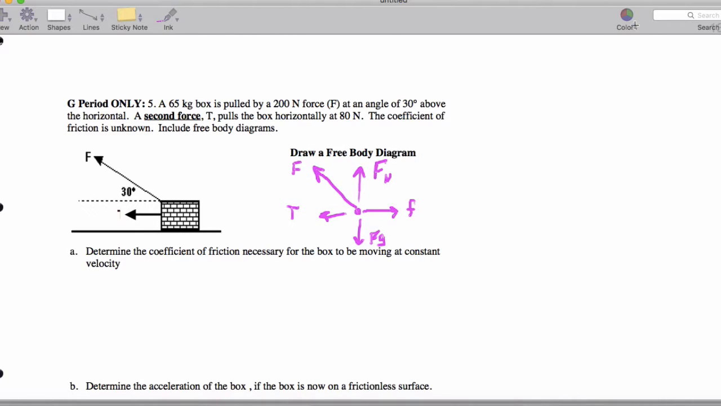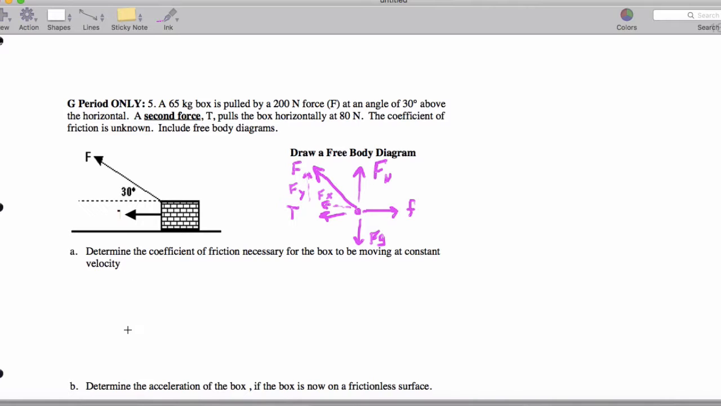One other thing I want to point out is that this little force F here, we need to be careful because it actually has two components. It has a horizontal Fx component and a vertical Fy component.